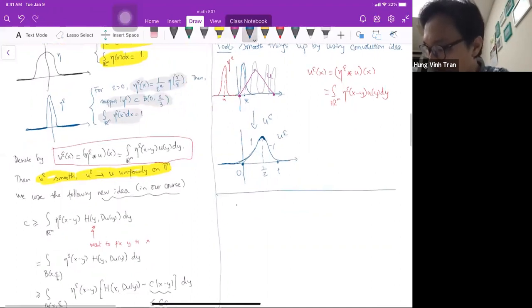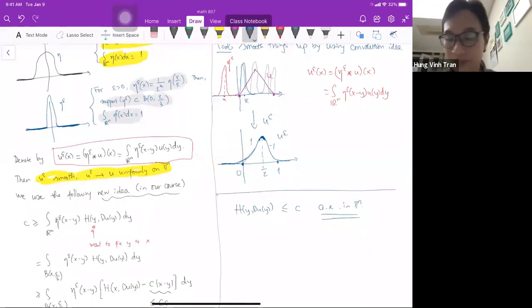So you recall that you have h of y dμ(y) is less than or equal to c almost everywhere in the torus. Because this happens almost everywhere, you can do integrations, right? You recall that the integral in Rn of eta epsilon of x minus y dy is just 1, right? So you are just integrating this one with something less than c. So the whole integral is less than or equal to c, right?